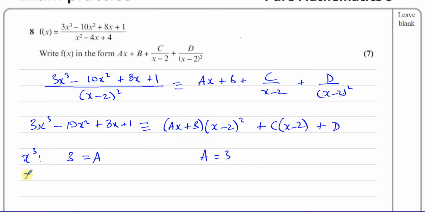And then the next thing that's easiest for us to look at is the constant. It's always the constant and the highest power that's easiest to find. So here we've got 1 on this side. On this side, you're going to end up with b times minus 2 squared, so it's going to be b times 4, which is 4b. And here you're going to have minus 2c, and then plus d. That didn't really help us much, because we don't know any of those, but that might help us later on.